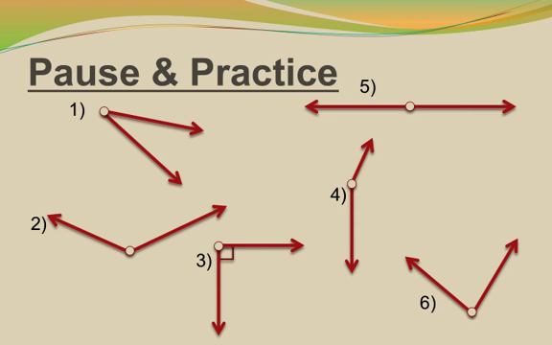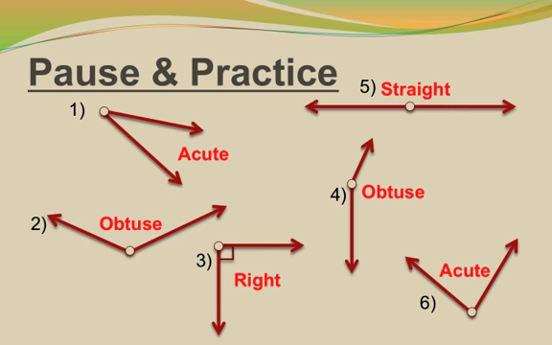Okay, so let's go over these. Number 1 is an acute angle. Number 2 is an obtuse angle. 3, you see that right angle box? It's a right angle. 4 is an obtuse angle. 5 is a straight angle. And 6 is an acute angle.